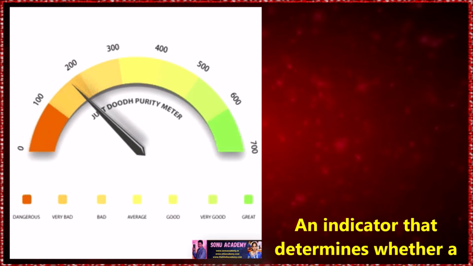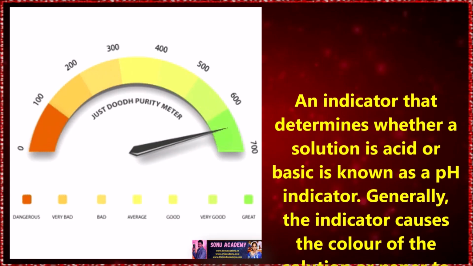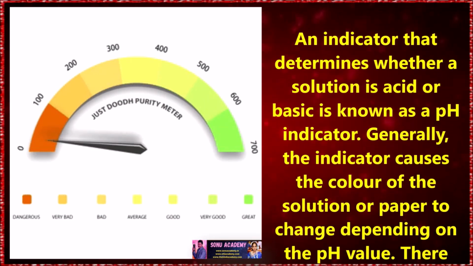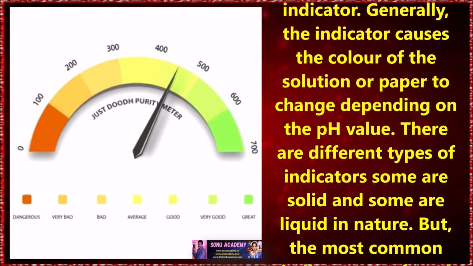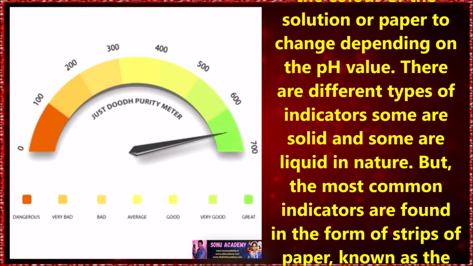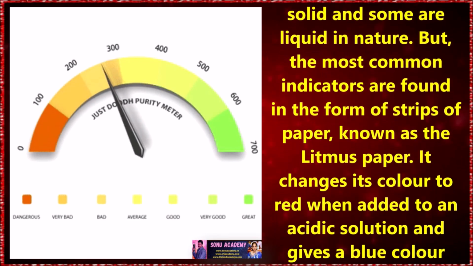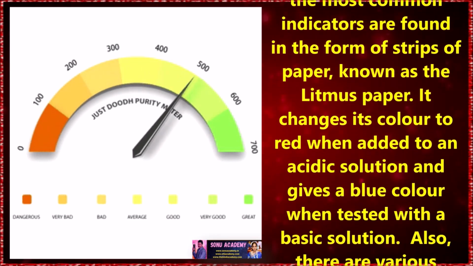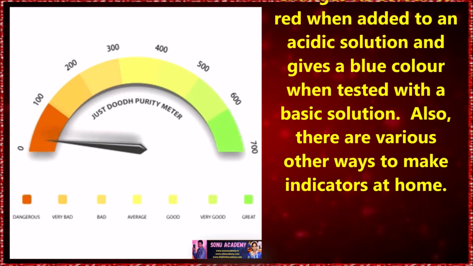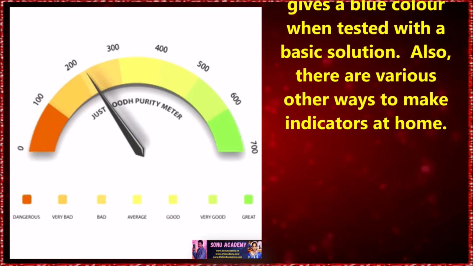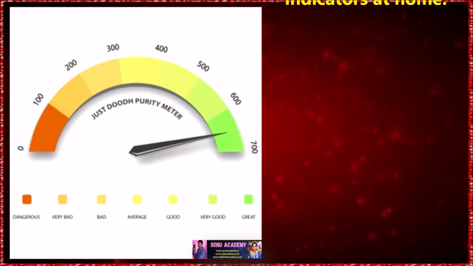Children, let us discuss the pH indicator. An indicator that determines whether a solution is acidic or basic is known as a pH indicator. Generally, the indicator causes the color of a solution or a paper to change depending on the pH value. There are different types of indicators. Some are solid and some are liquid in nature, but most of the common indicators are found in the form of strips of paper, known as litmus paper. It changes its color to red when added to an acidic solution and gives a blue color when tested with a basic solution. Also, there are various other ways to make indicators at home.